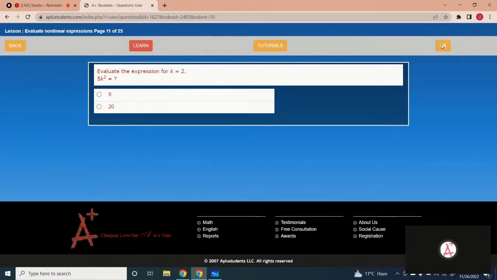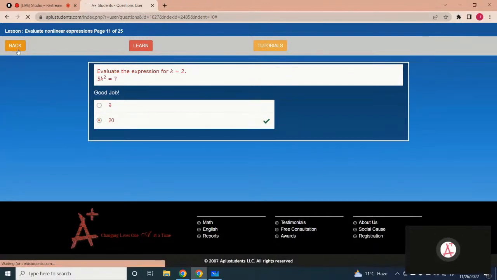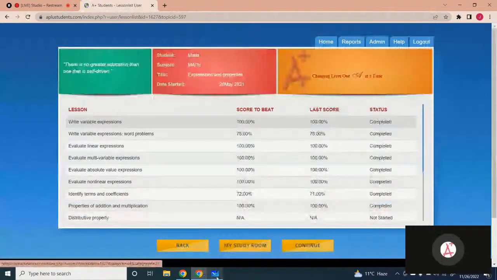Okay, evaluate the expression for k equals 2. Replace the k with the value. Got it? 2 square is 4, and 4 times 5 is 20. Got it? Okay, you can complete the test by yourself later today. Let me just move on to the next topic. The next topic is identify terms and coefficients.